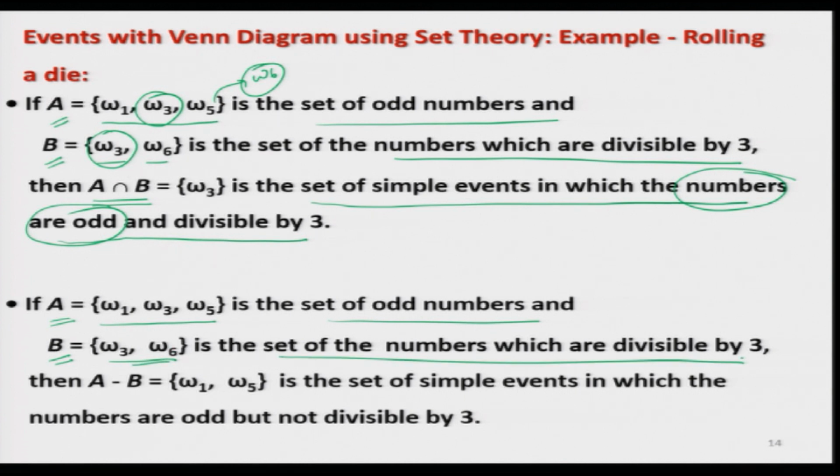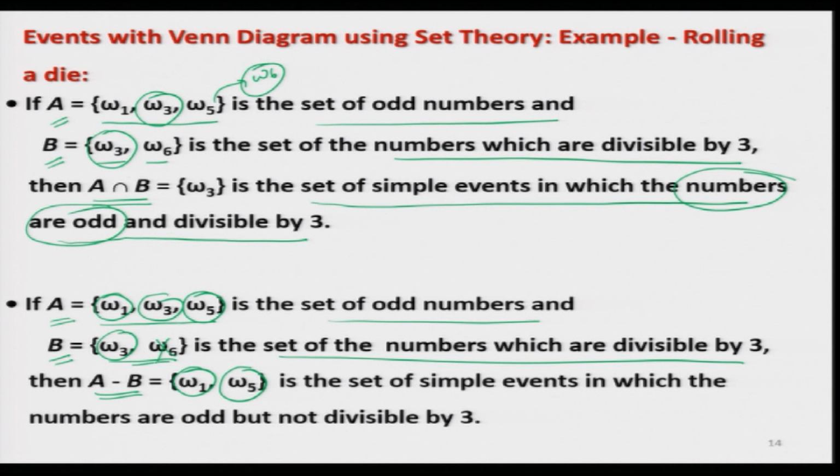Then A minus B is going to be defined by the collection of those points which are in A but not in B. If you see omega 1, which is not in B, it comes over here. Now you see that omega 3 is common to both, so omega 3 will not appear in A minus B. And similarly, omega 5 is also not in B. So omega 5 will appear in the event A minus B, and we are not bothered about omega 6. Right.